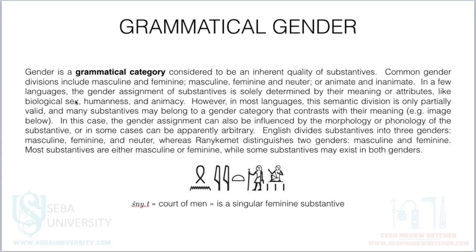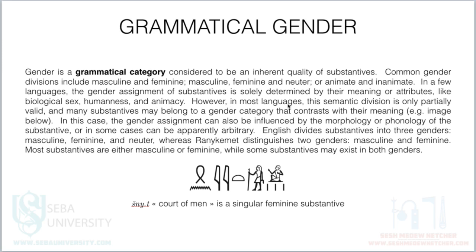In a few languages, the gender assignment of substantives is solely determined by their meaning or attributes, like biological sex, like what I just showed you. Nefertari being a woman, we would use a pronoun she or hers or her. All right. We have humanness, and then we have animacy.